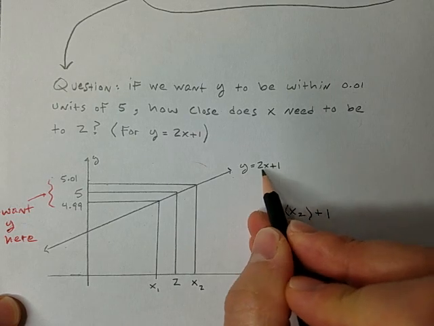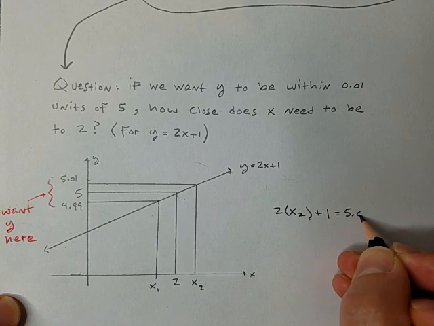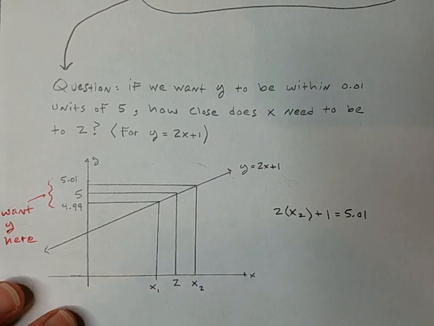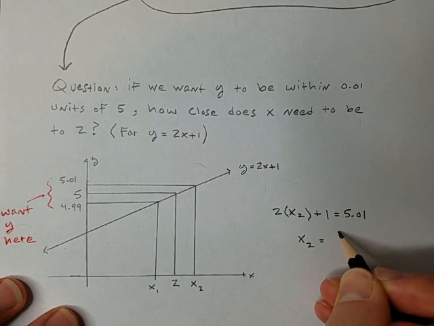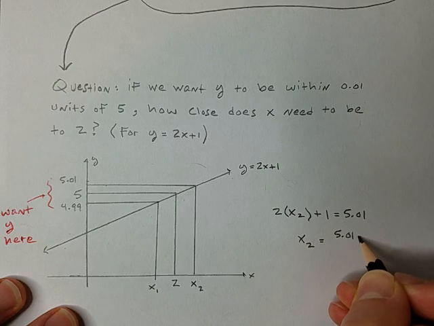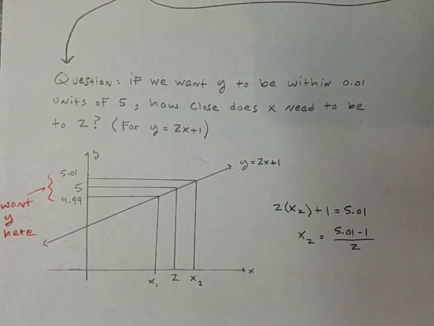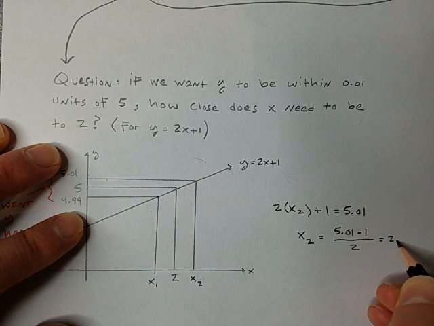So I plug that in for x. I get y, but that's 5.01. And then I'll just solve it, right? I'll subtract the 1, and I'll divide by 2. I get 5.01 minus 1, and then I'll divide that by 2, and I'll get my number. And then that's at least one side of it. And that's going to be 2.005.